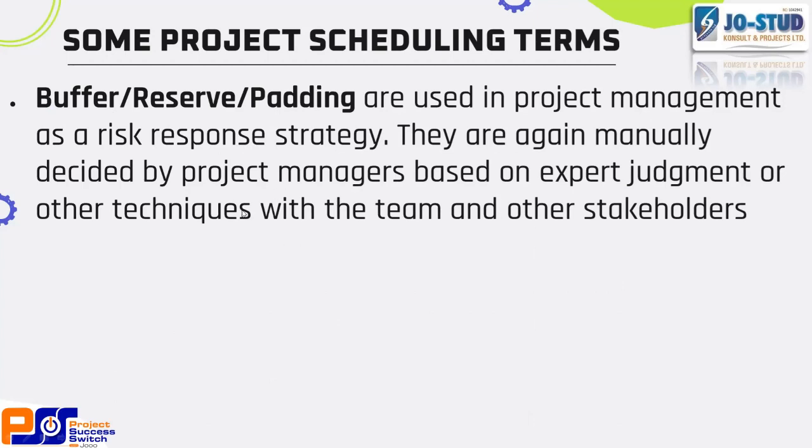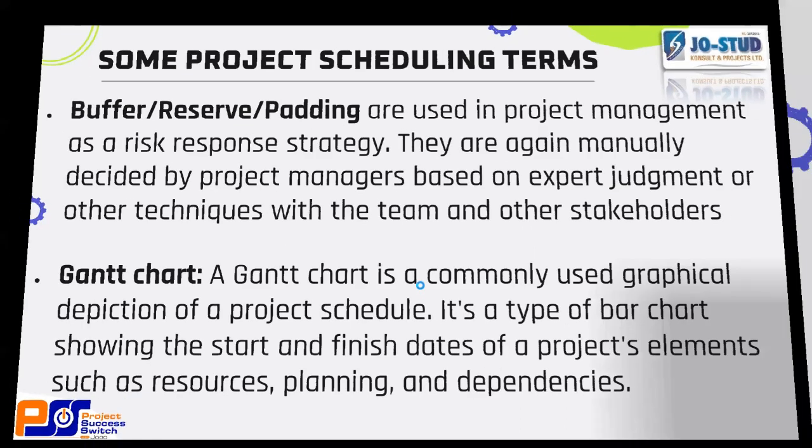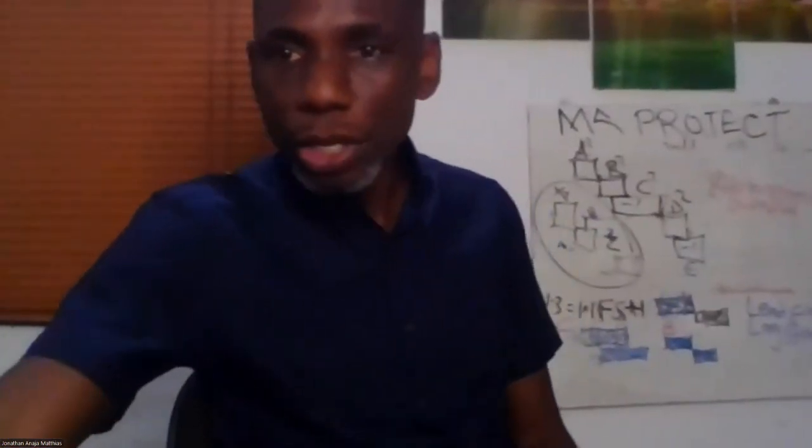You understand? Now, like I wrote here, the project manager uses expert judgment and his discretion to apply buffers and all that. Then a Gantt chart. I'll talk more about Gantt chart in our next class. It's a graphical representation. All right, so starting a new project, right? Now, let me see. Do we have any questions so far? I want to take another 10 minutes to introduce us now.